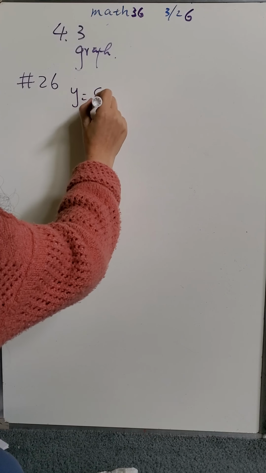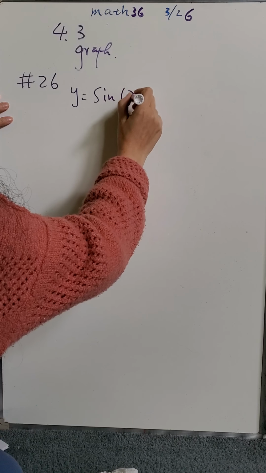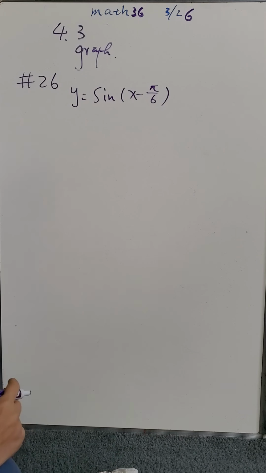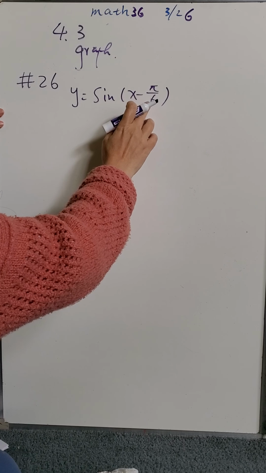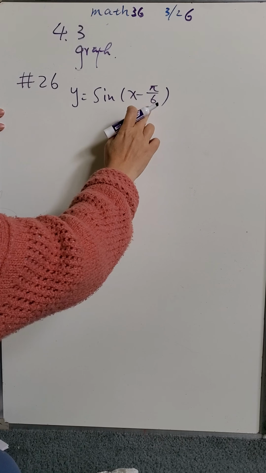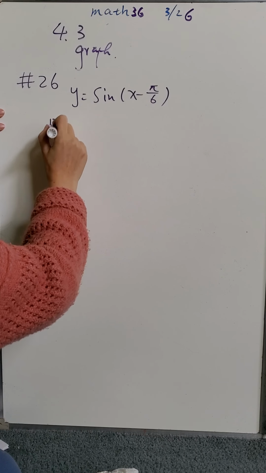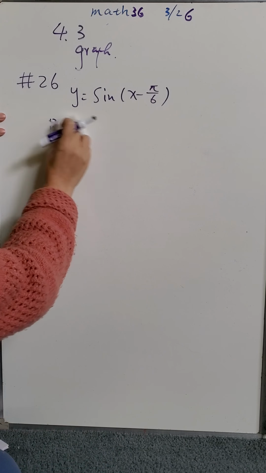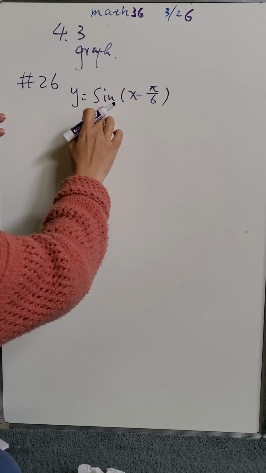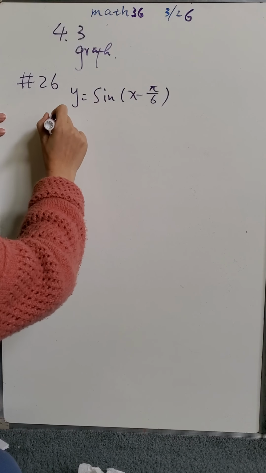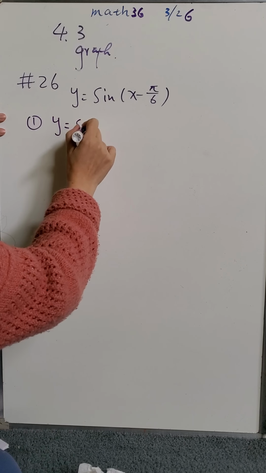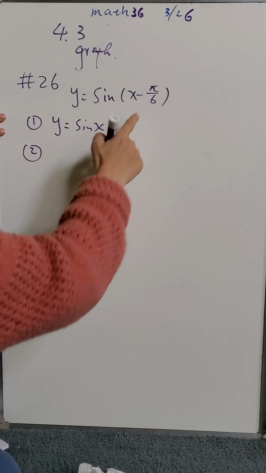Number 26. We're going to graph y equals sine of x minus pi over 6. For this one, you can look at here, that's your phase shifting. Actually, I'm going to do one more thing first. You're going to graph y equals sine x.